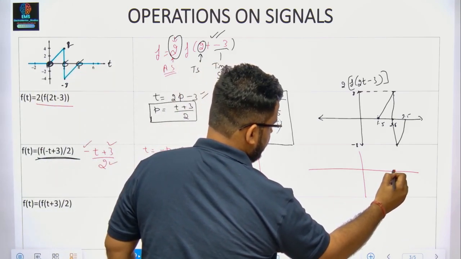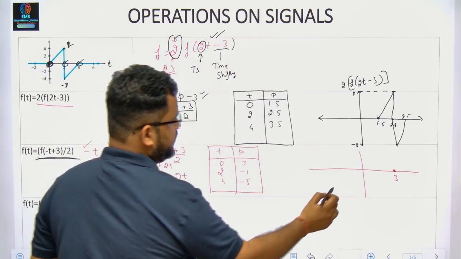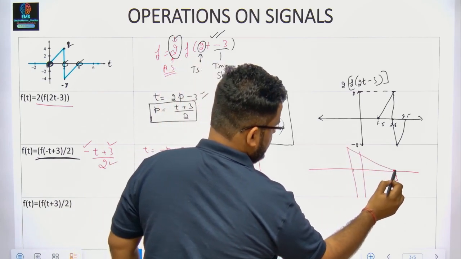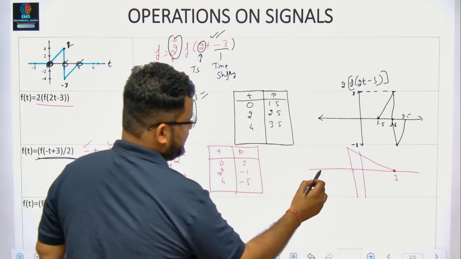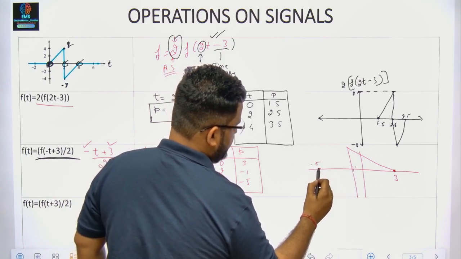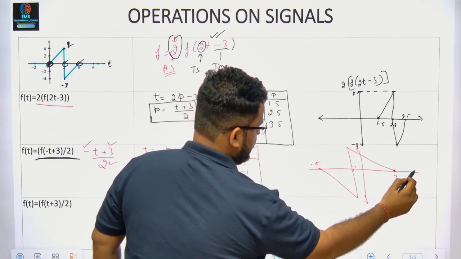This is 3. I've got my first point. Whatever was at 2, plotted at minus 1. So this is minus 1, plotted like this. Whatever was at 4, plotted at minus 5. So let's say this point is minus 1, this point is minus 5. I've got my signal ready.